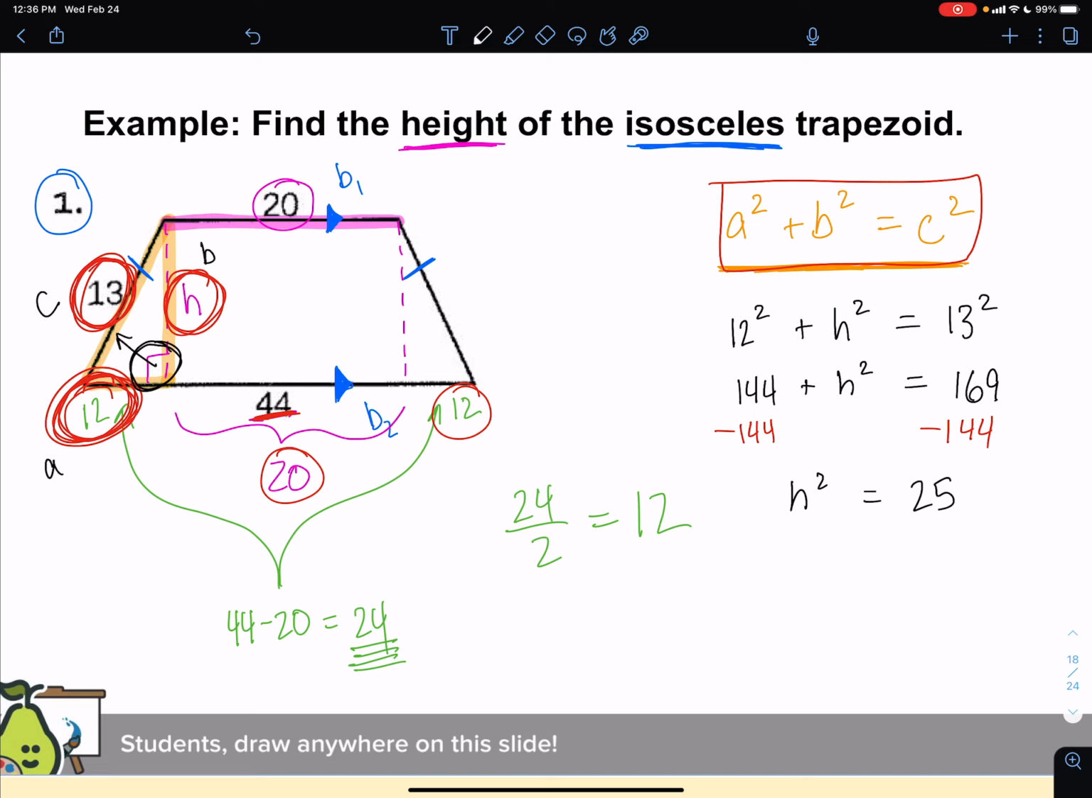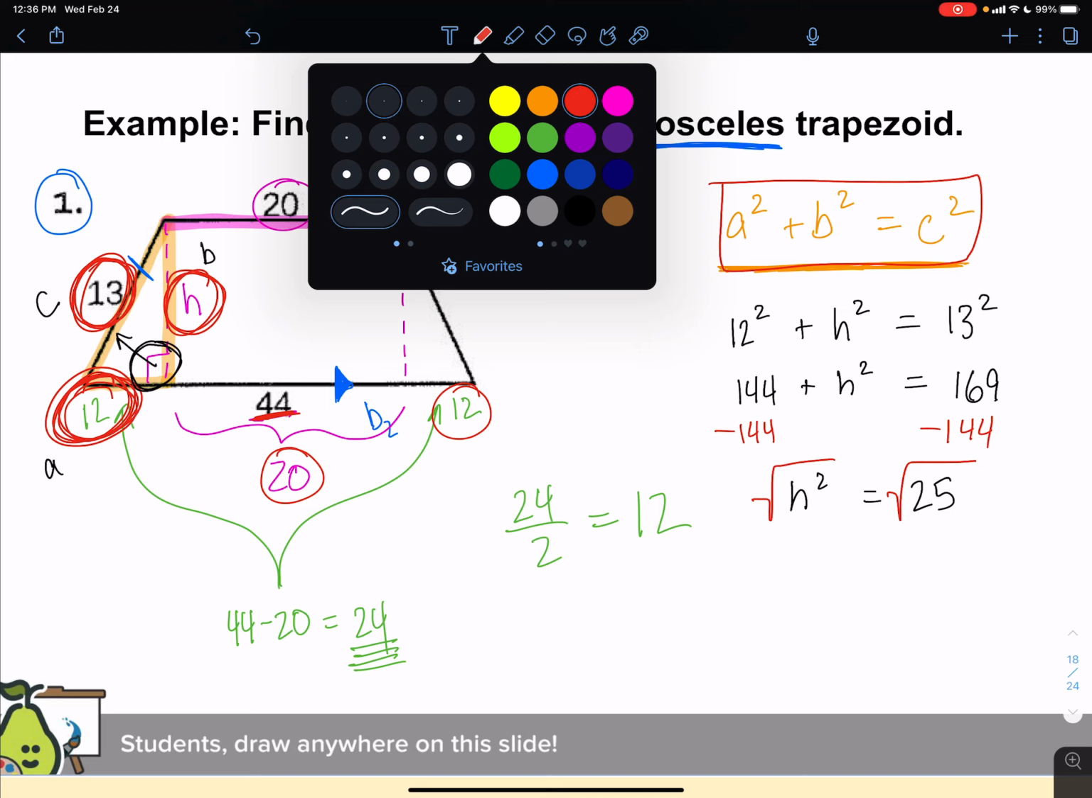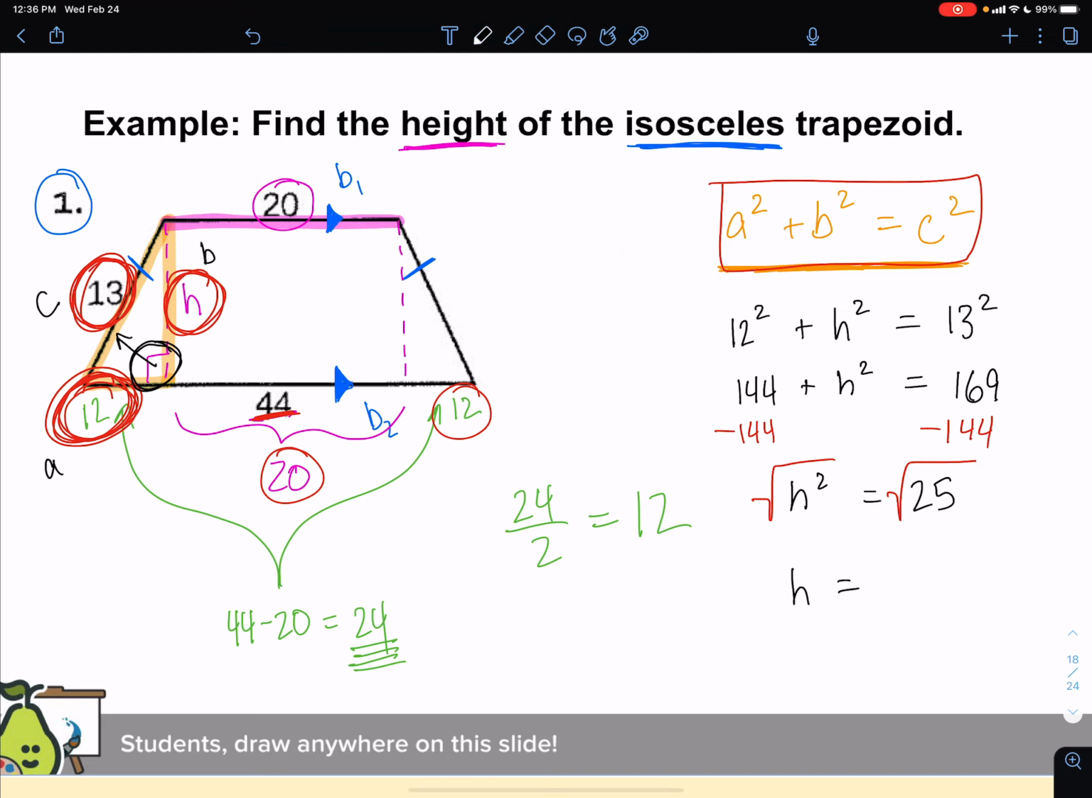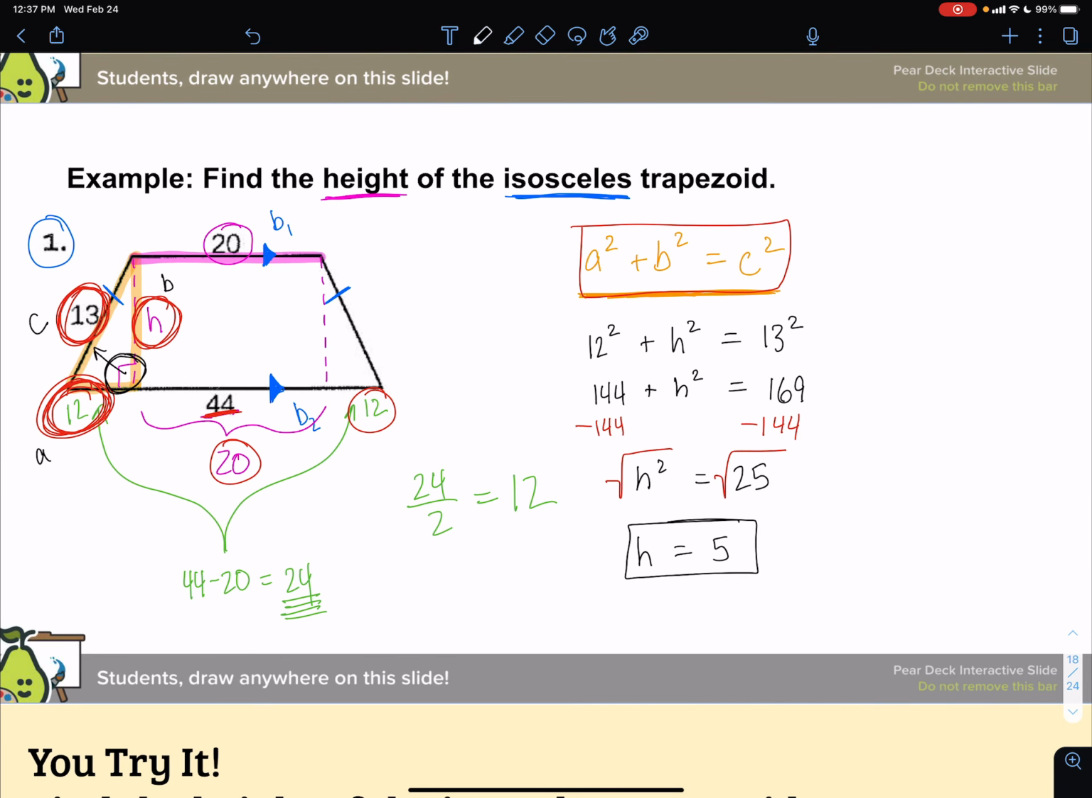And so then the very last step here would be we need to square root both sides. By doing that, that brings H squared down to H, which is what we want. And then we just type square root of 25 into our calculator, and the square root of 25 is 5. And that's our answer. Our height is 5.